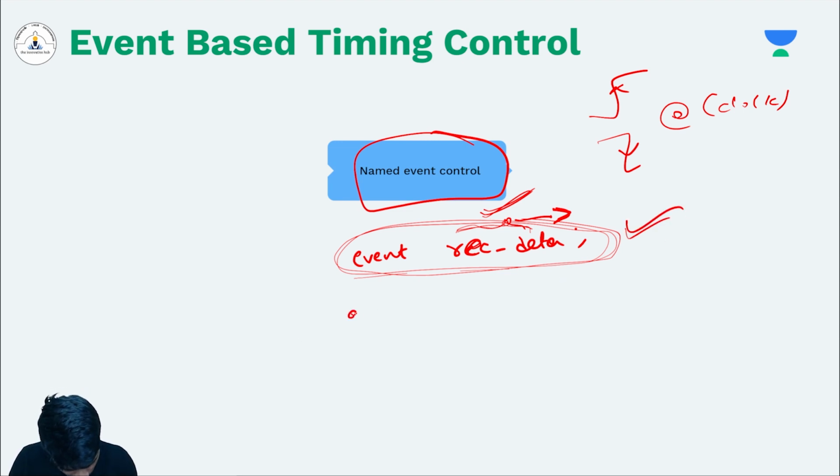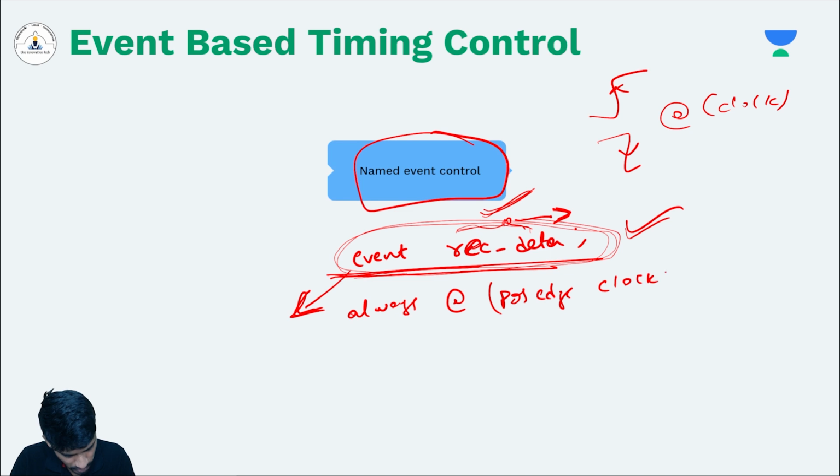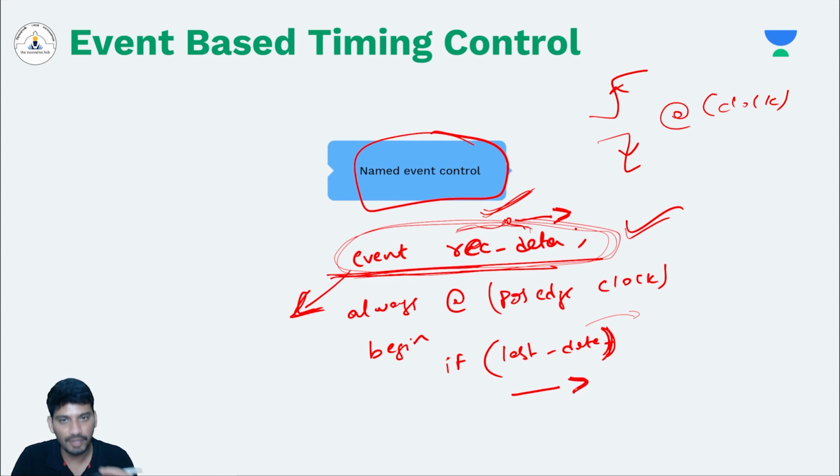So next I am assigning always @(posedge clock). Inside this posedge clock block, I want to assign my statements after this event happens. Now begin, if this is my statement, like if my last data has arrived, then this will become one at this time. So this is my event detection.